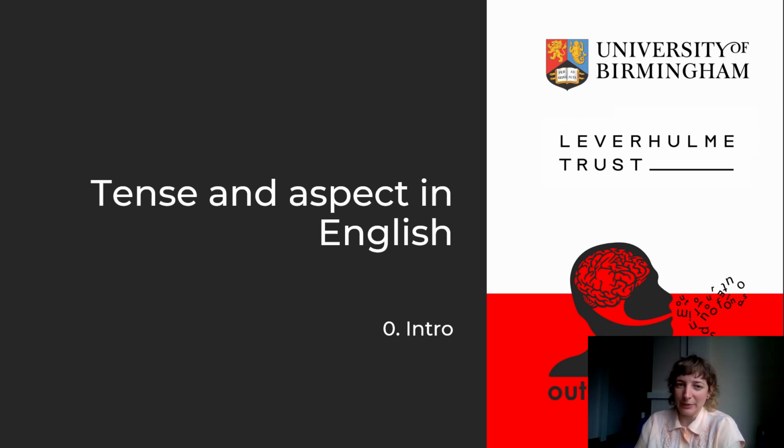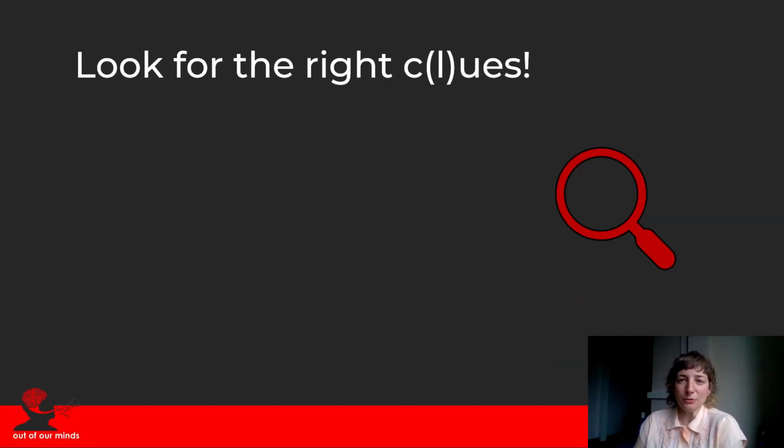But most importantly, I will start with an introduction which explains in general how to detect which tense aspect combination you should use. Based on our research, we've identified that what really matters is that you are capable of identifying which elements in the text or context will help you choose the correct and most appropriate tense aspect combination. So, in simple words, you need to look for the right clues or the right cues, as we call them.